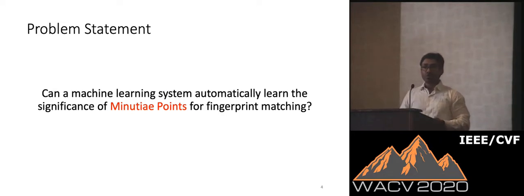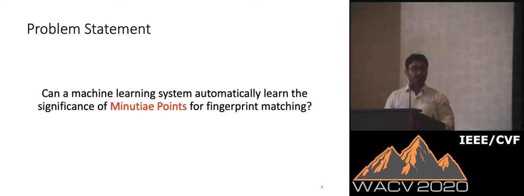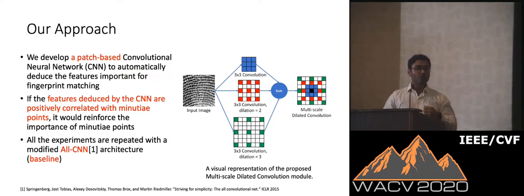So what we do is we train a patch-based convolutional neural network to automatically deduce features important for fingerprint matching. And the features deduced by the CNN, if they positively correlate with minutia points, then it would prove that the minutia points are actually important for the task.